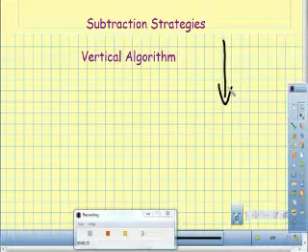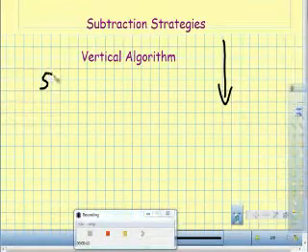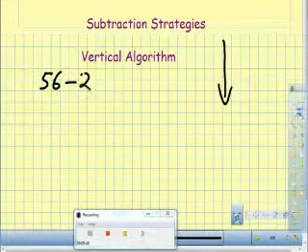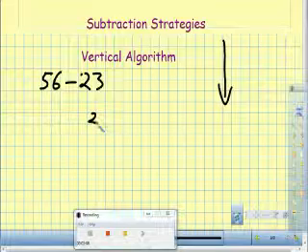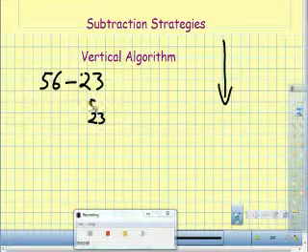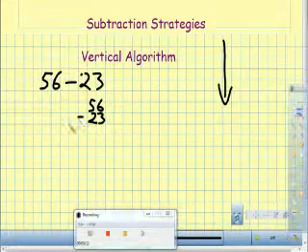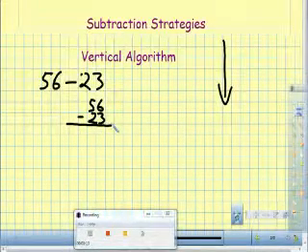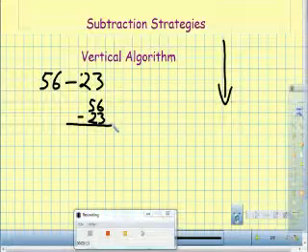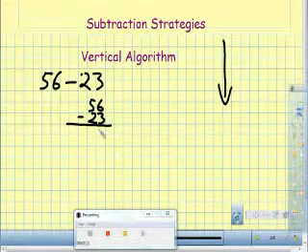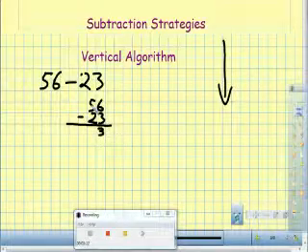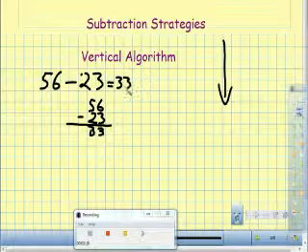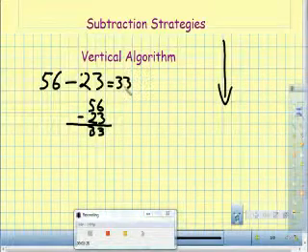So say we're given a problem like 56 minus 23. 23, 56, got to minus them. Remember our little bar here is like an equal sign. So I'm just going to do the ones column. 6 take away 3 is 3. 5 take away 2 is 3. And so there's my answer, 33. Okay, well that's pretty simple. Nice and easy.